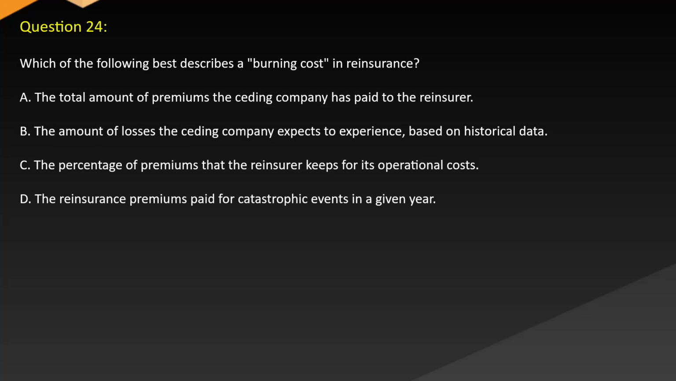Question 24. Which of the following best describes a burning cost in reinsurance? A. The total amount of premiums the ceding company has paid to the reinsurer. B. The amount of losses the ceding company expects to experience based on historical data. C. The percentage of premiums that the reinsurer keeps for its operational costs. D. The reinsurance premiums paid for catastrophic events in a given year.